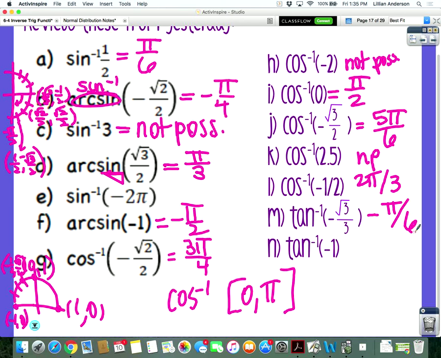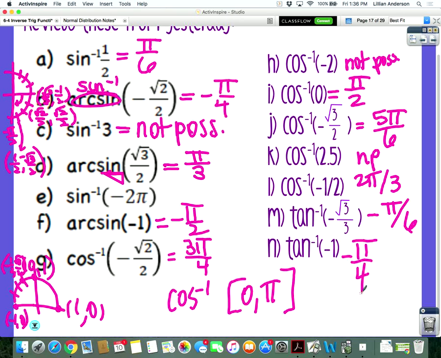All right. Well, how about this, Kaylee? What about tangent inverse of negative 1? Where's that? It is negative pi over 4. Good stuff. Now, this one over here, E, is sine inverse of negative 2 pi. Sine inverse of negative 2 pi.